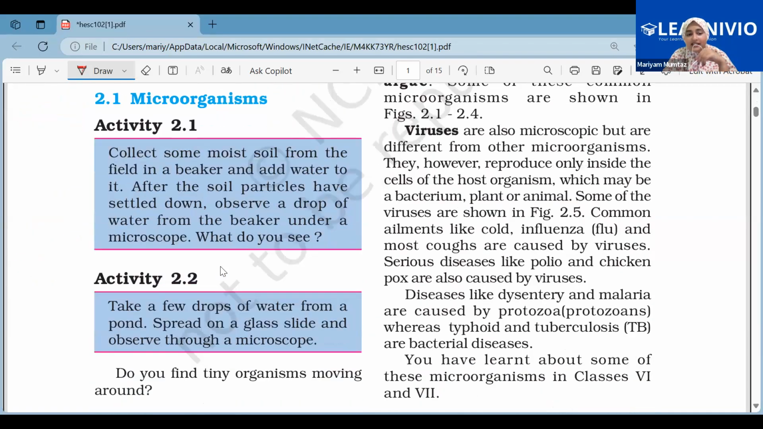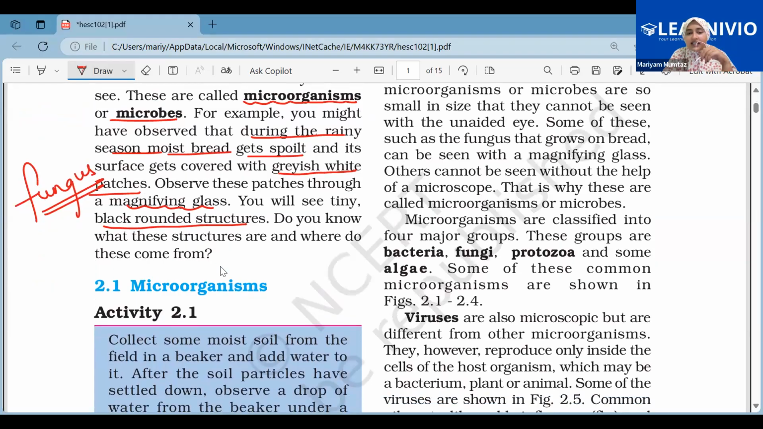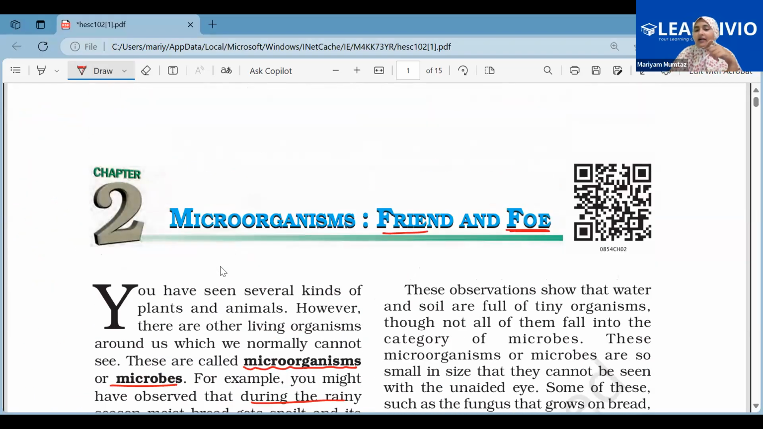Now, microorganisms are tiny, tiny organisms, right? They are present everywhere. You can't see them normally, but they are found everywhere. Even when we are sitting, maybe our desk has a lot of bacteria and virus on it. That depends. So these observations show that water and soil are full of tiny organisms, though not all of them fall into the category of microorganisms.